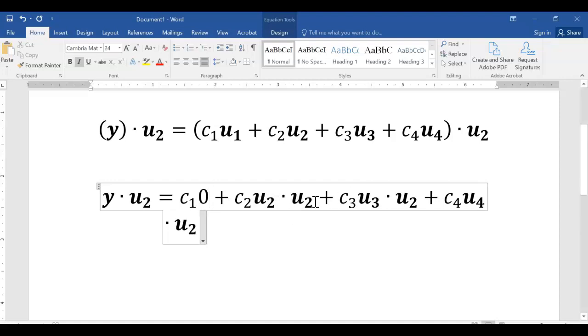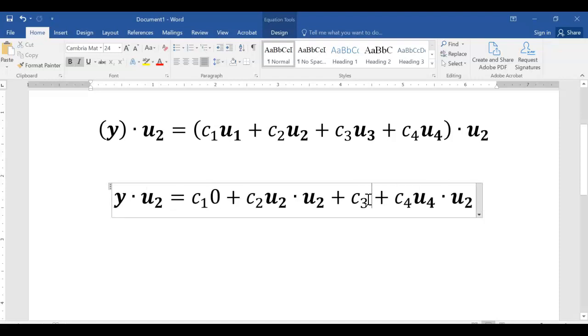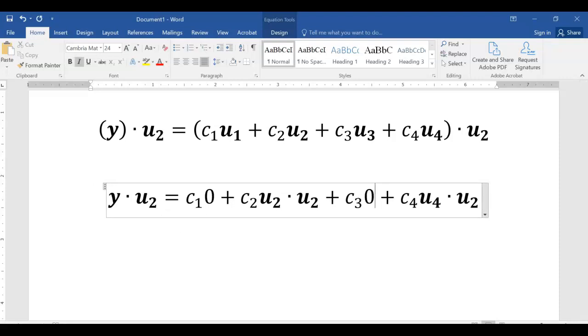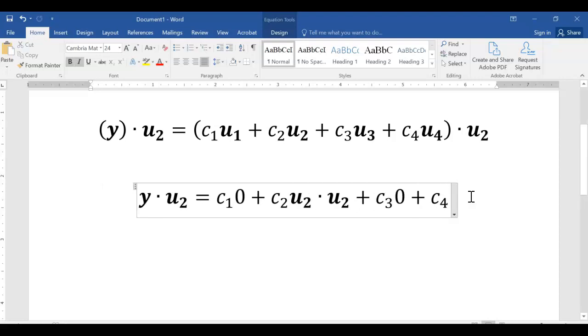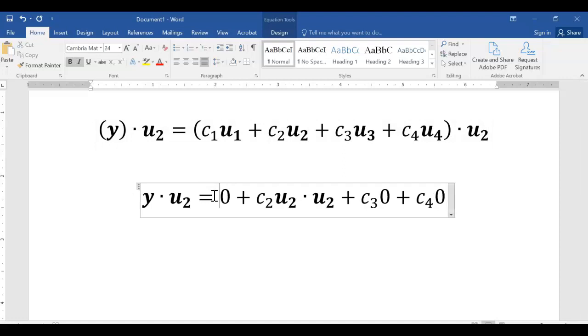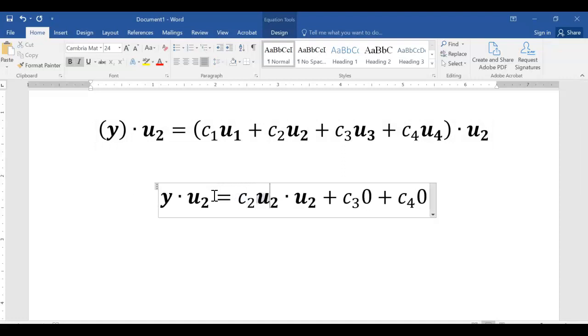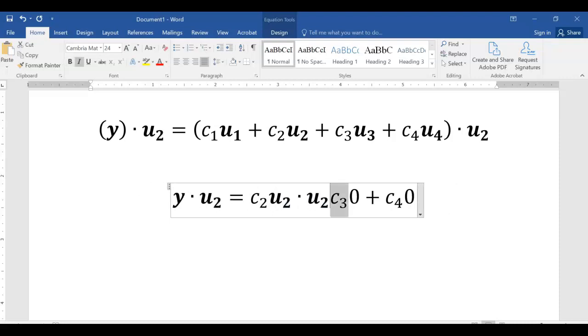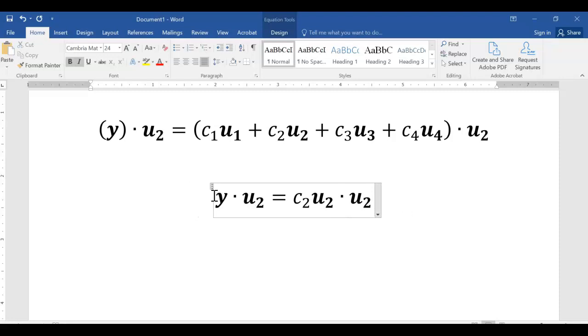U2 dot U2, that's just some real number. U3 dot U2, again, they are orthogonal, so we end up with 0. U4 dot U2, we're coming from an orthogonal set, so the inner product is 0. So when you take the inner product, everything goes away except for C2 times U2 inner product with U2. And then so the coefficient, all I have to do is divide by U2 dot U2.